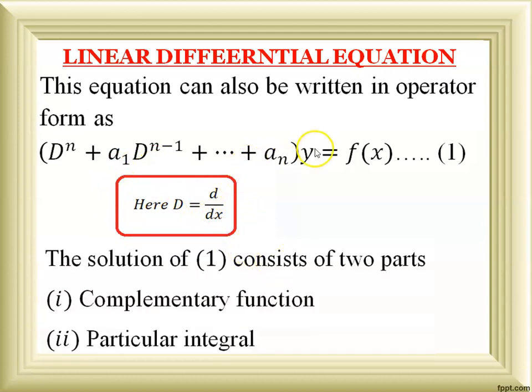The solution of this particular equation consists of two parts, that is the complementary function and the particular integral. Suppose the RHS value is 0, it means we have to find only the complementary function, because the particular integral depends on the RHS function only. So therefore RHS value 0 means we no need to go for the particular integral. You have to stop at the complementary function itself. That is the general case.